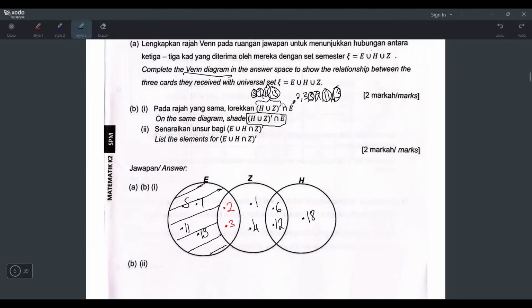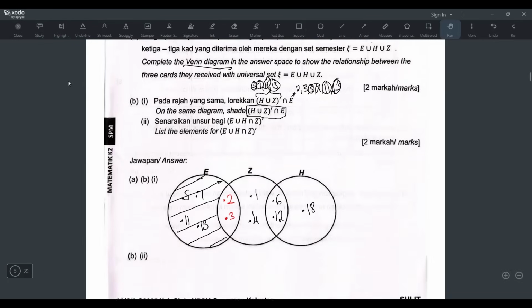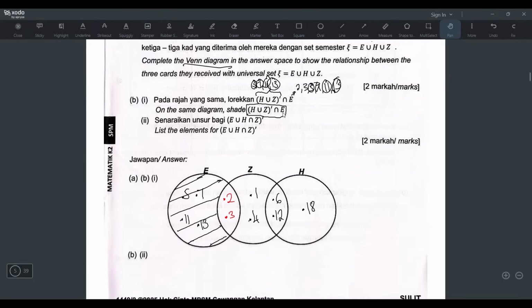This 5, 7, 11, 13 is the answer for here. Sebab dia ada bracket mah. So kita kena buat bracket dulu lah. And after finding out the answer for here, we have to intersect dengan E lagi. So I write down the set E element here and then find out the intersection lah. Find out the persilangan. The overlap region. So the overlap region between this and E will be here lah.